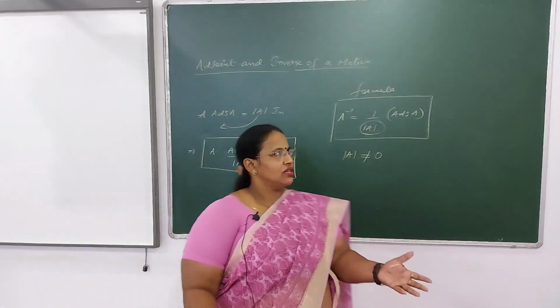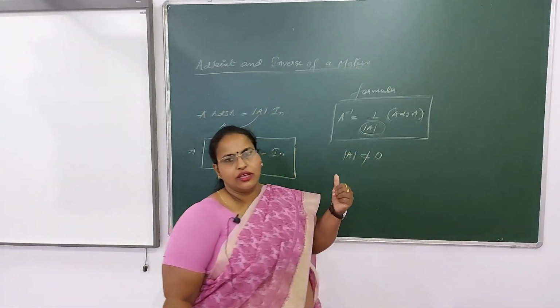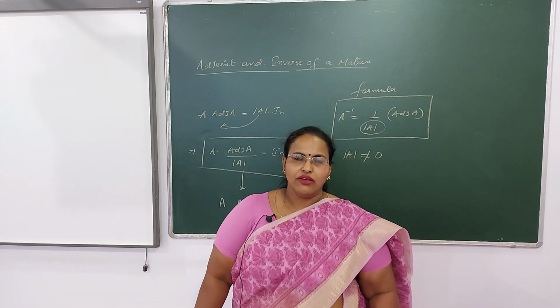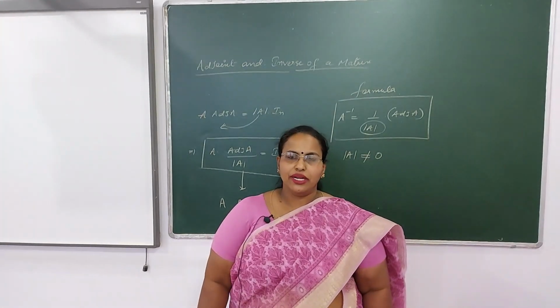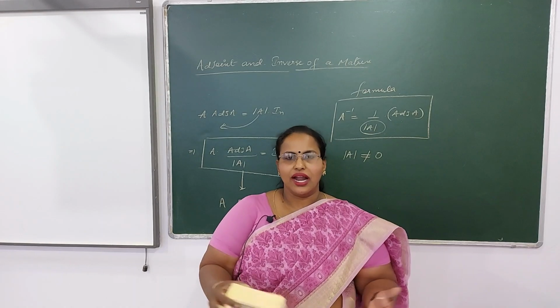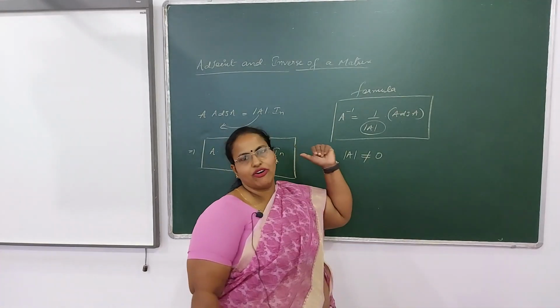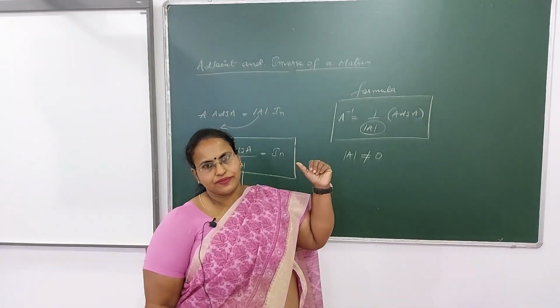And what is the procedure? You have to find the adjoint of A. And for finding the adjoint of A, what do you need? You need cofactors. Find the cofactor of each and every element, and the transpose of that will give the adjoint of A. And finally, you will use this formula for finding the inverse.